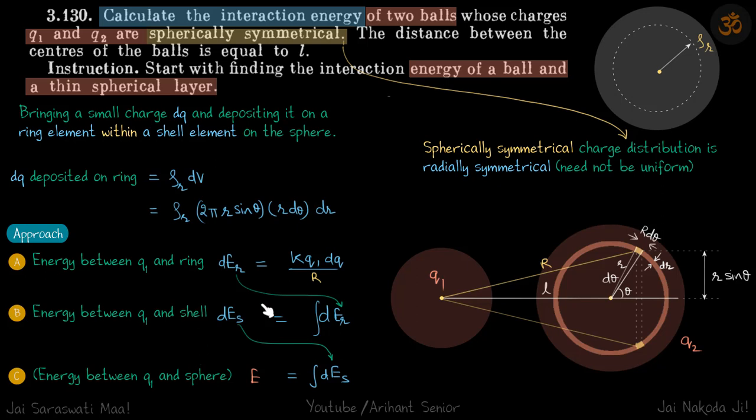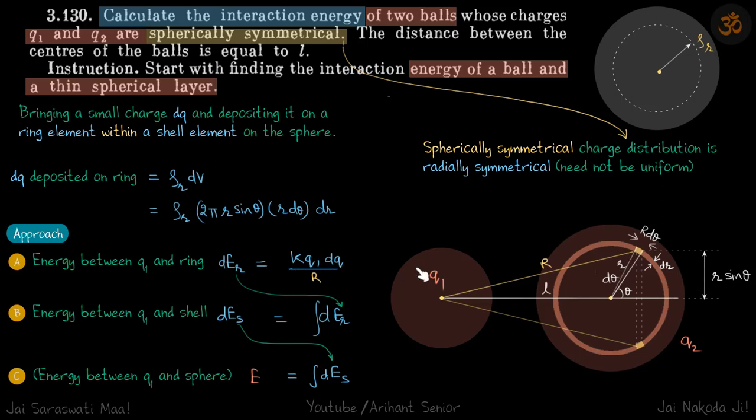Now our approach is, all these elements on the ring are at a fixed distance r from the center of q1. So dE, let's say that is the interaction energy between q1 and the ring, all the elements on the ring. That is k q1 dq by r. This r is the distance all these elements are at.